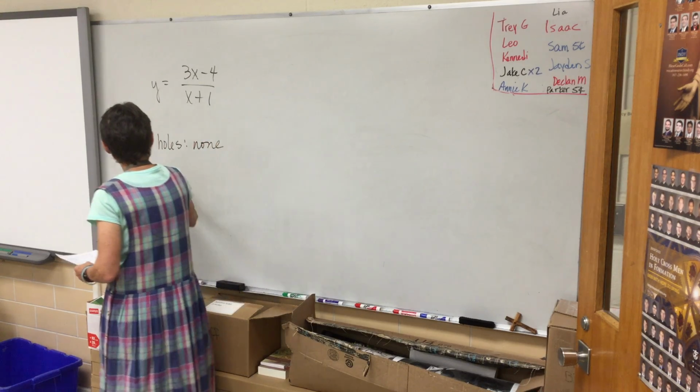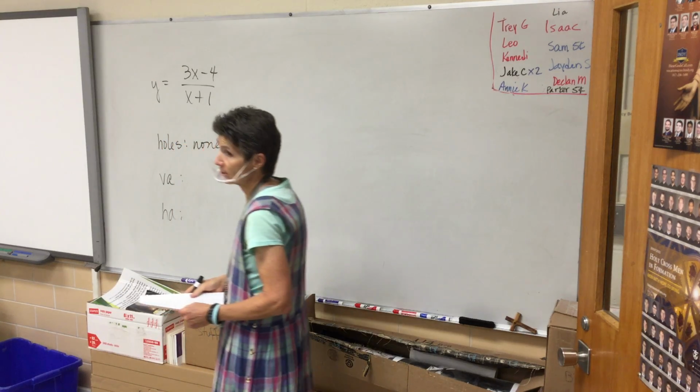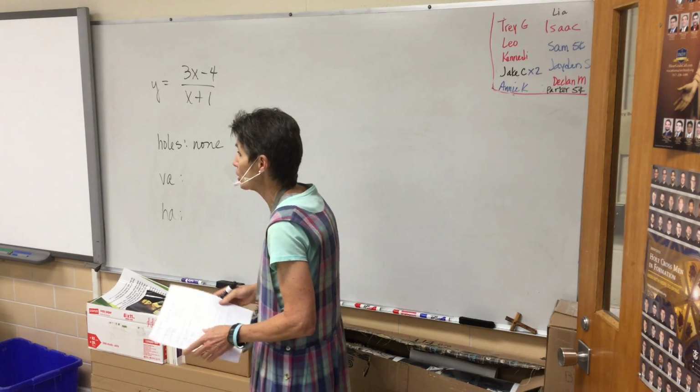for this one. Now, where do vertical asymptotes come from? Verticals. Where do I look to get those? Mary Kate?